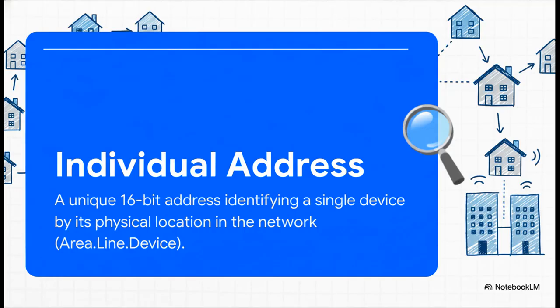And what's really cool is that this physical layout is directly mirrored in the device's individual address. It's a 16-bit number, and it's structured just like a postal address. Area, then line, then device. So if you see an address like 1.2.5, it's telling you, clear as day, that it's device number 5 on line number 2 in area number 1. It's perfectly logical and totally unique.